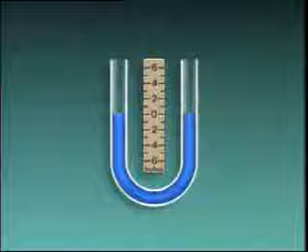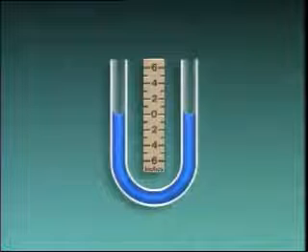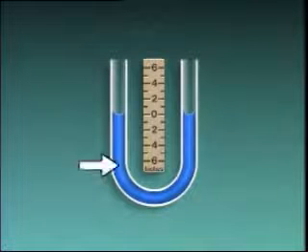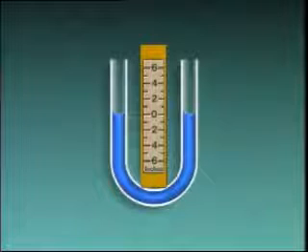A number of different devices can be used to measure pressure. One of the most basic pressure measuring devices is a manometer. A manometer operates on the principle that a column of liquid of a certain height will always exert a specific amount of pressure. One common type of manometer is a U-tube manometer. It consists basically of a U-shaped tube that contains a liquid, and a scale that's located between the two columns or legs of the tube.